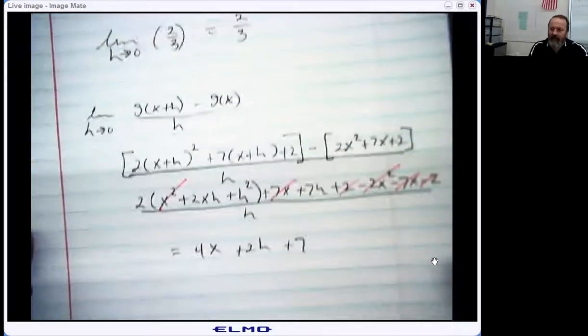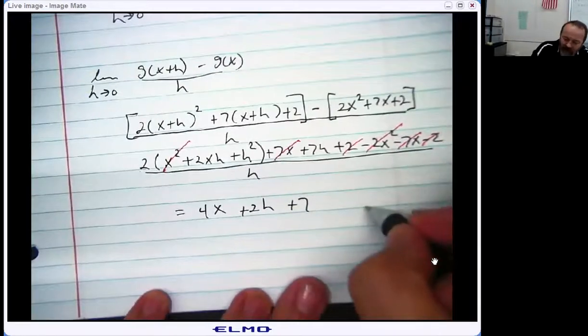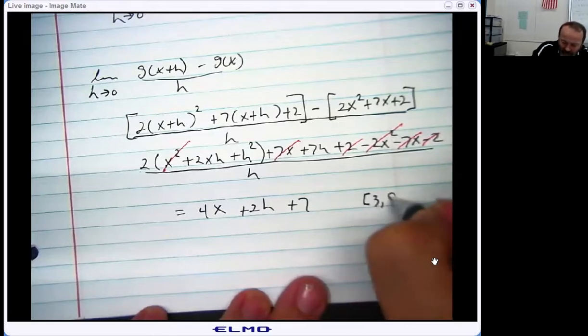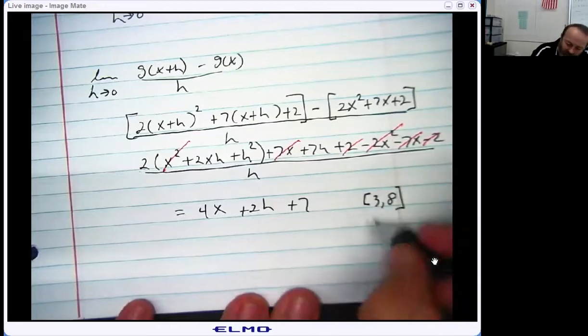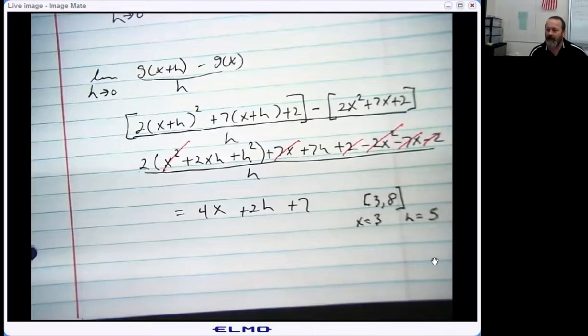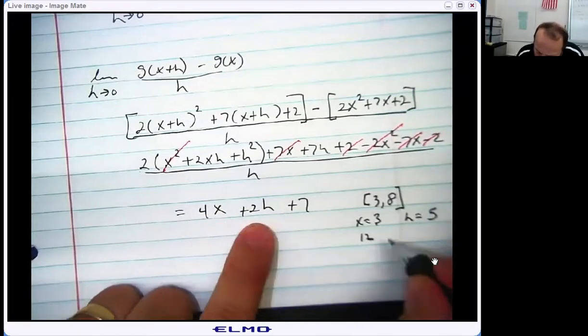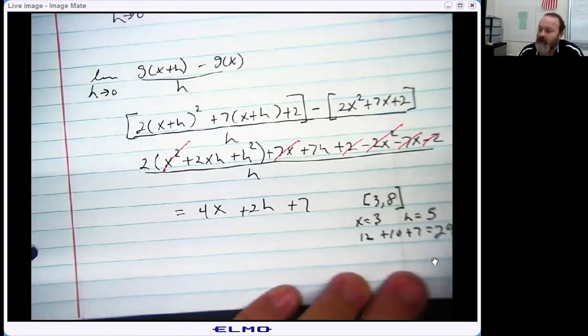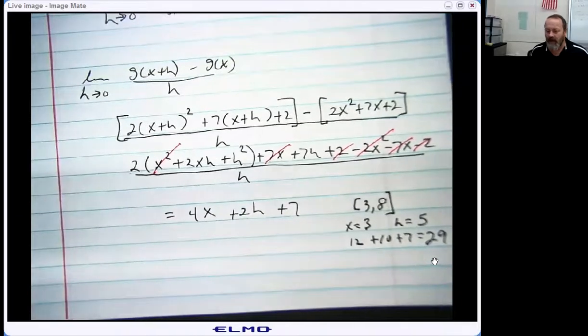Now, what's kind of neat about that is if someone said, hey, I would like to find the slope from, let's say, 3 to 8, you could use this equation right here because you would literally be saying that you want to pick x to be 3, and h is supposed to be the separation between the two values, which in this case would be 5. So if I took this parabola and I said, hey, what's the slope between the point x equals 3 and x equals 8? I would get 12 plus 10 plus 7. So the slope between those 2 points would be 29. That would be a very, very steep unit of the graph.